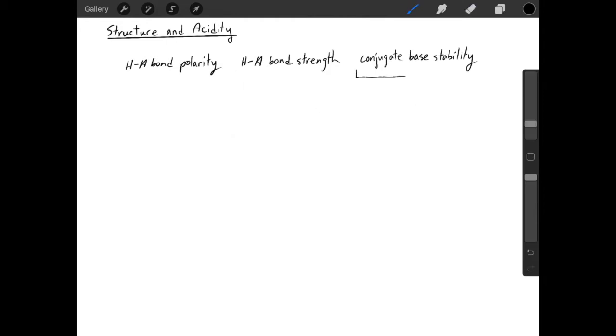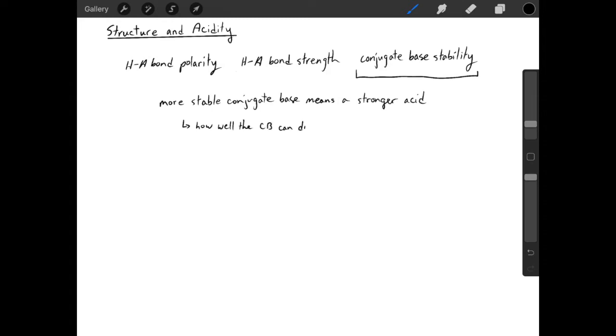The third factor affecting acid strength is the stability of the conjugate base of that acid. And the more stable the conjugate base is, the more acidic the original molecule was. So in this context, stability is basically referring to how much the base can distribute the negative charge. The conjugate base of an acid is typically an anion, so how easily that negative charge can be spread out over the entire conjugate base molecule is what we're referring to as stability.